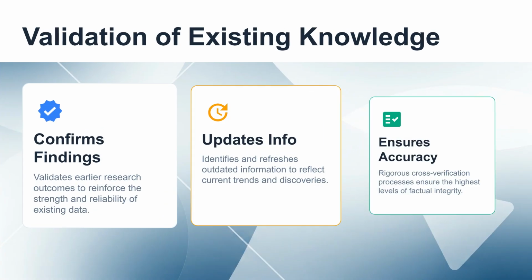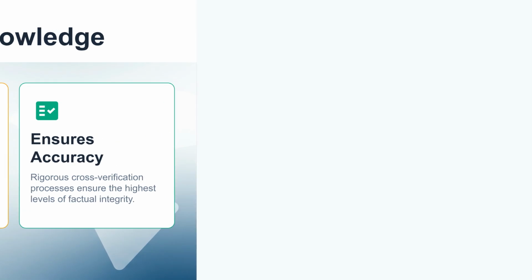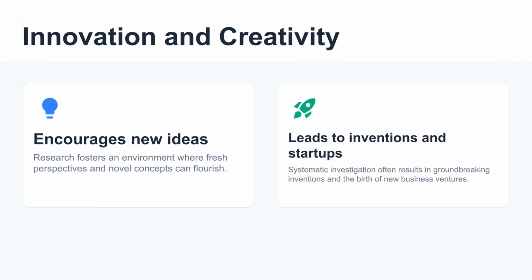Research is essential for the validation of existing knowledge. It confirms findings by validating earlier research outcomes, updates information to reflect current trends, and ensures accuracy through rigorous cross-verification processes. For innovation and creativity, research encourages new ideas by fostering an environment where fresh perspectives can flourish. This systematic investigation often leads to inventions and the creation of new startups.